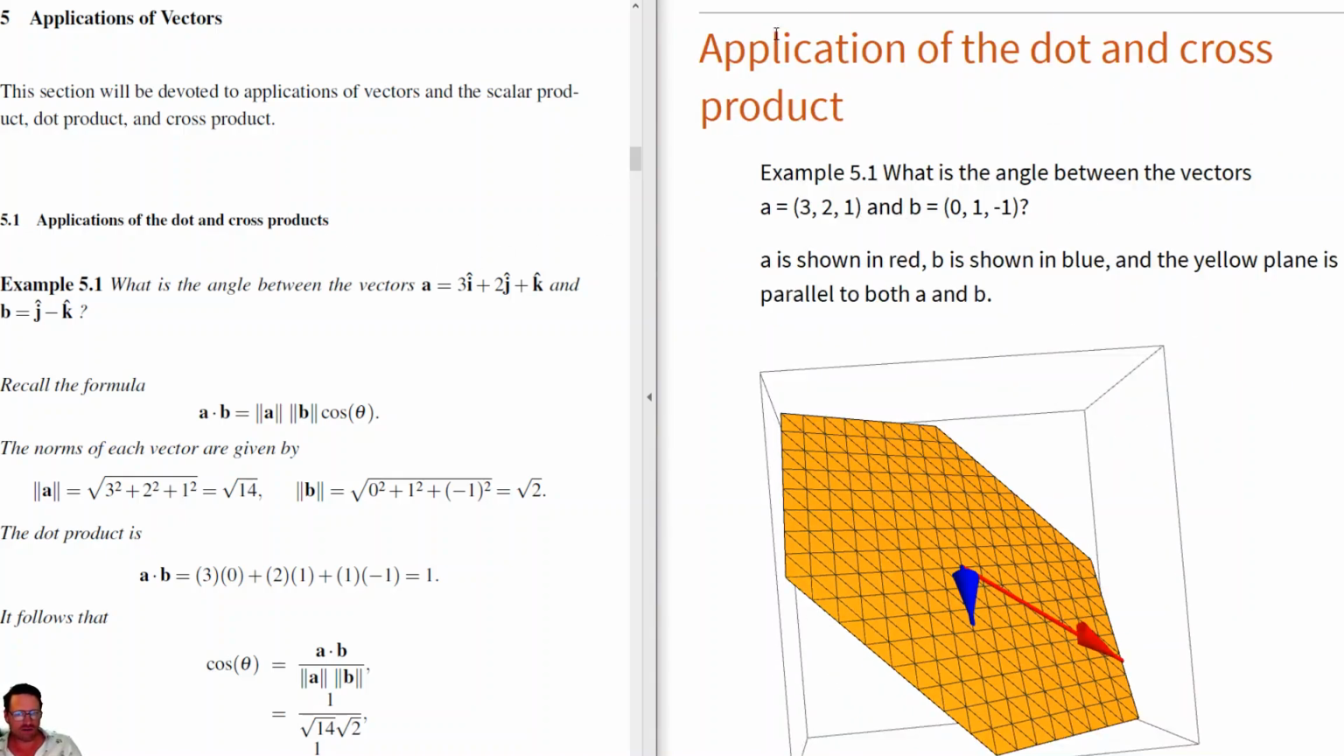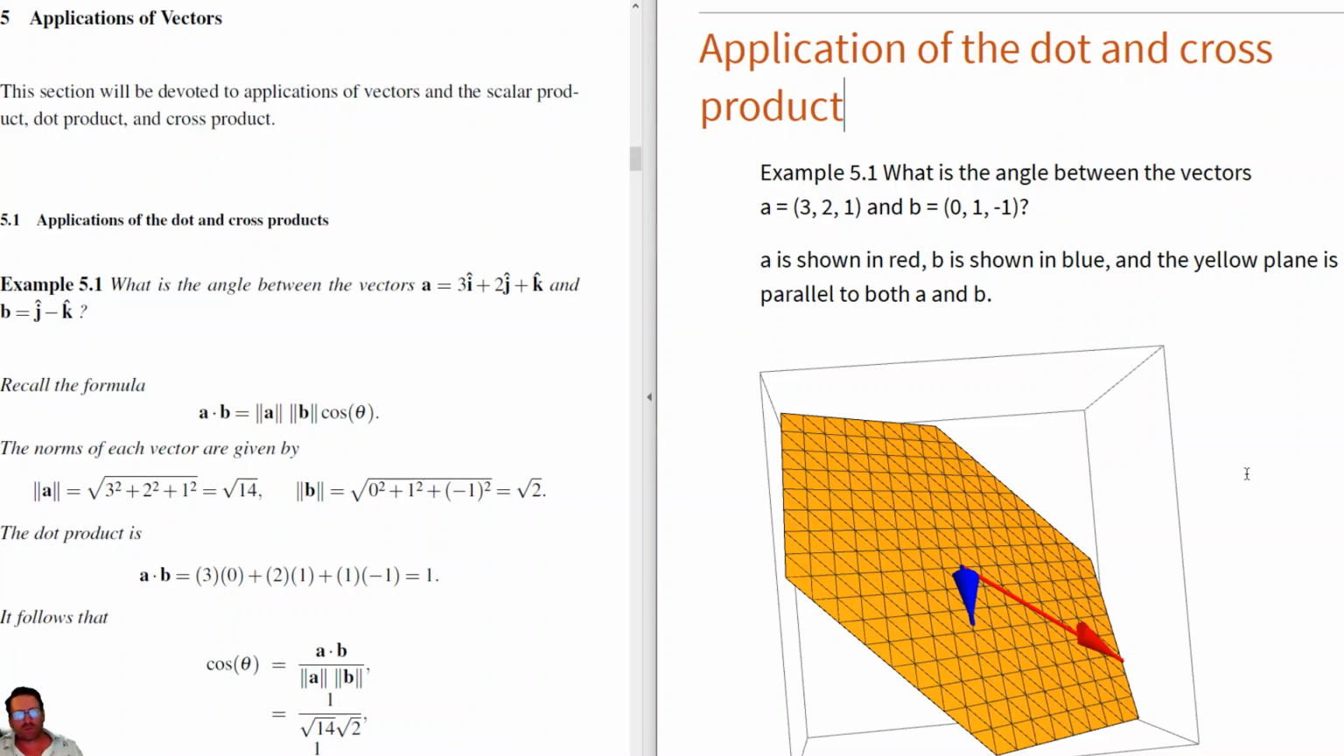So here on the right hand side of my screen, I've got the same problem, but I've actually plotted the two vectors. So in red here, I've shown the vector (3, 2, 1). And in blue, I've shown the vector (0, 1, minus 1). So this is j hat minus k hat in blue. And the red one is 3i hat plus 2j hat plus k hat, shown in red.